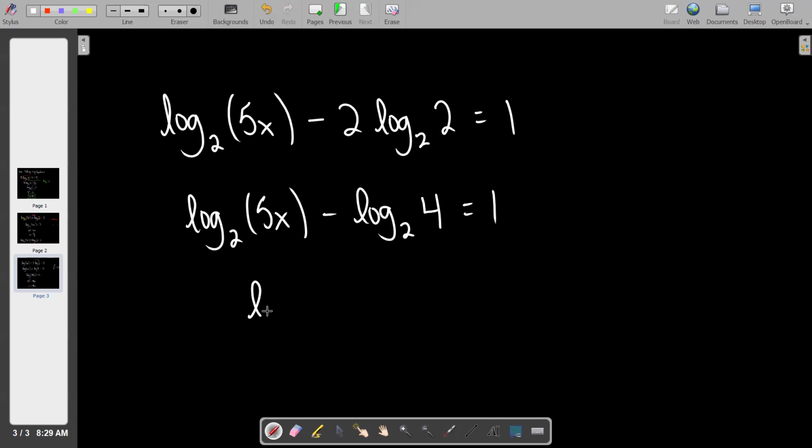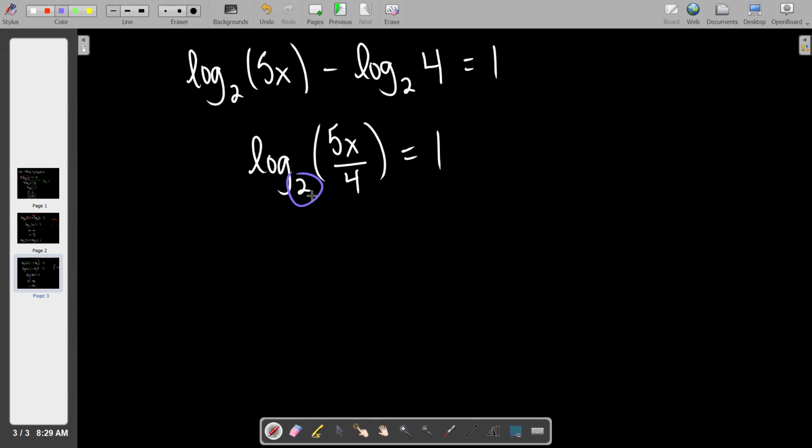What's it going to condense into? Log base 2 of what? Nope. It's a minus, so we have to divide. So it's going to be 5x over 4. Remember, plus condenses to times, minus condenses to divide. And now let's convert it over with the water cycle: 2 to the power of 1 equals 5x over 4. You made it. Next step.